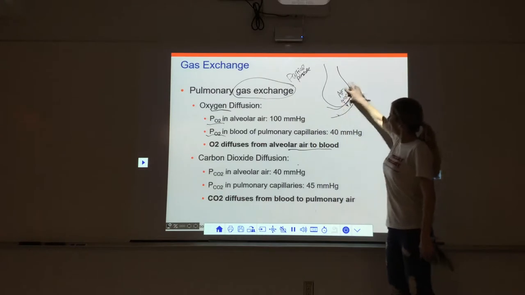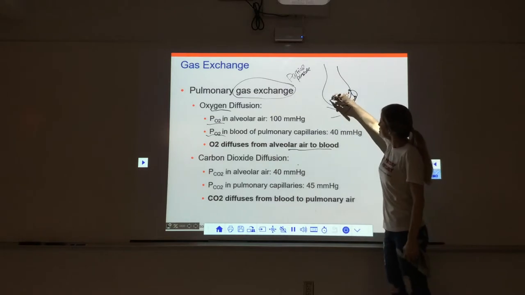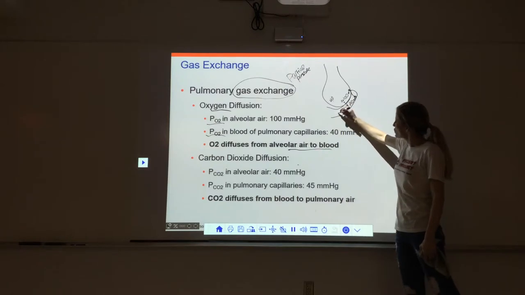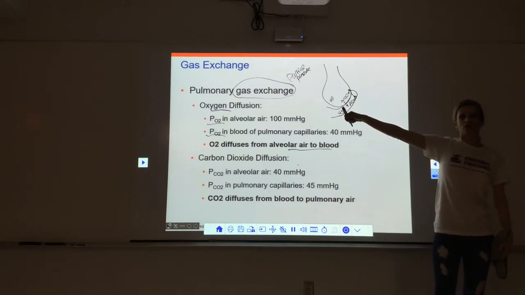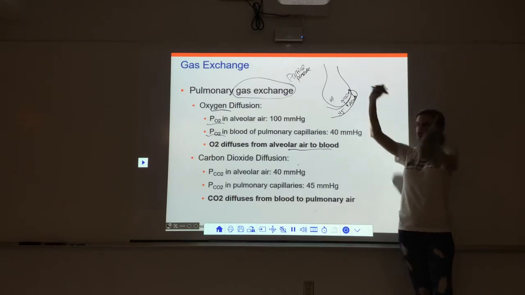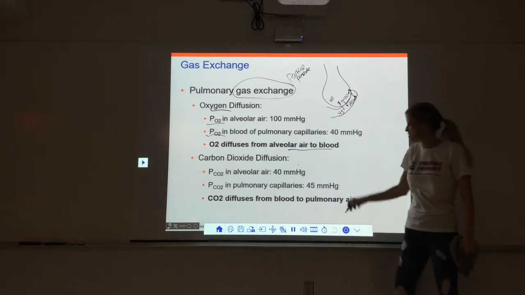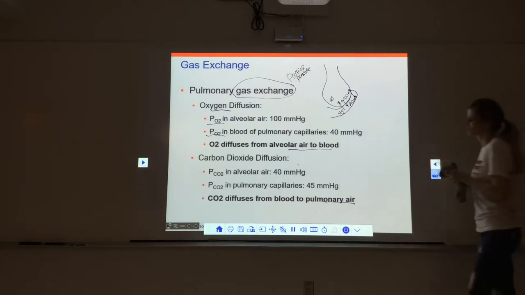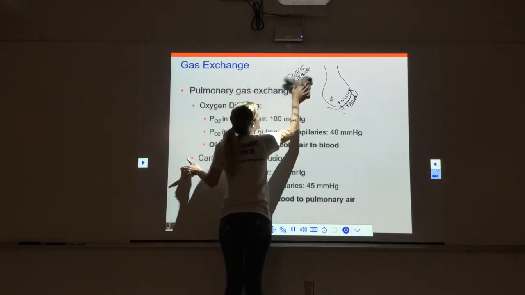So then when we look at CO2, the partial pressure of CO2 in the air is 40. The partial pressure of CO2 in the bloodstream is 45. So now this is like opening the can of Coke, right? When you open it up, the bubbles go back out into the air because it's less pressure. So this CO2 goes from high pressure to low pressure, from the blood into the alveoli, into the air, and then we exhale. So again, it's all about pressure, high pressure to low pressure.